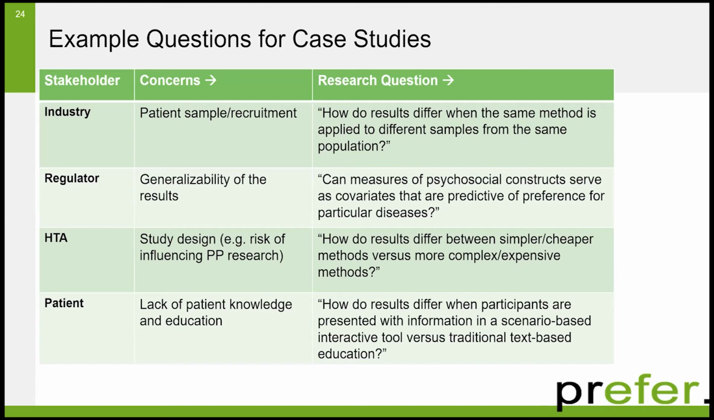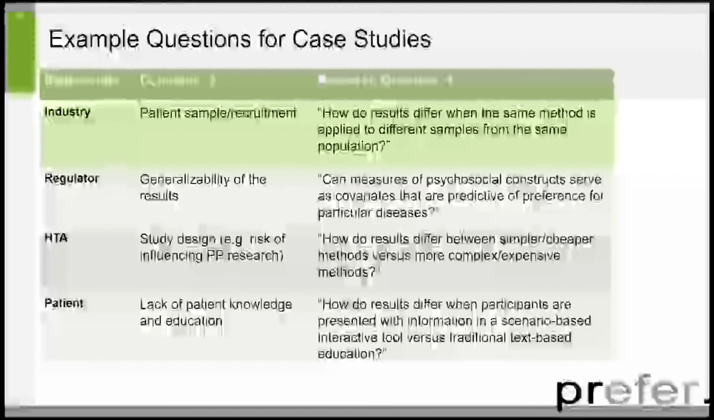For regulators, if they're concerned about generalizability of results, one of our issues was, can psychosocial constructs serve as covariates? So can we use other psychosocial constructs to help predict the patient preferences? For HTA regulators, somebody might be concerned about the study design. So the risks, what might influence patient preference researchers.